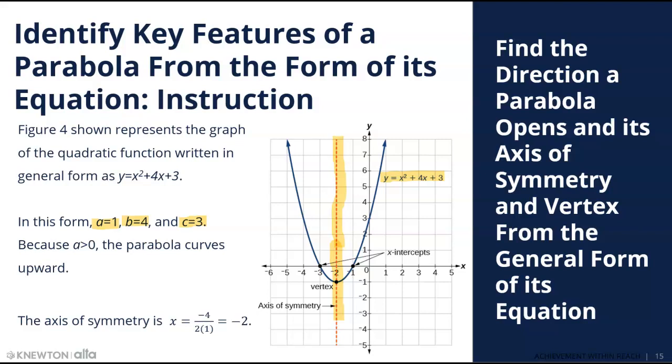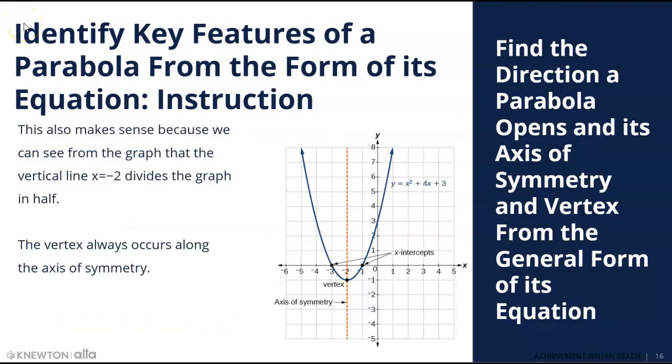That's the x-coordinate of your vertex if you have a parabola that opens either upward or downward. The axis of symmetry is x equal to the x-coordinate of the vertex. This makes sense because we can see from the graph that the vertical line x equals -2 divides the graph in half. And we also see that the vertex always occurs along the axis of symmetry.